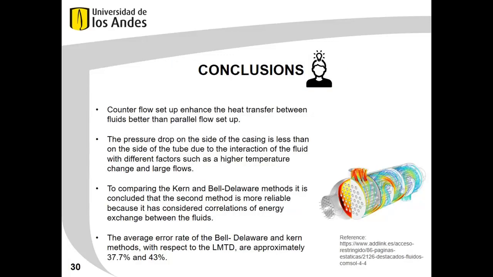Conclusions: the counterflow setup enhances the heat transfer between fluids better than parallel flow setup. The pressure drop on the side of the casing is less than on the side of the tube due to interaction of the fluid with different factors such as higher temperature change and large flows. Comparing the KERN and BELL-DELAWARE methods, it is concluded that the second method is more reliable because it has considered correlations of energy exchange between the fluids. The average error rate of the BELL-DELAWARE and KERN methods with respect to the log mean temperature difference method are approximately 37% and 43%.